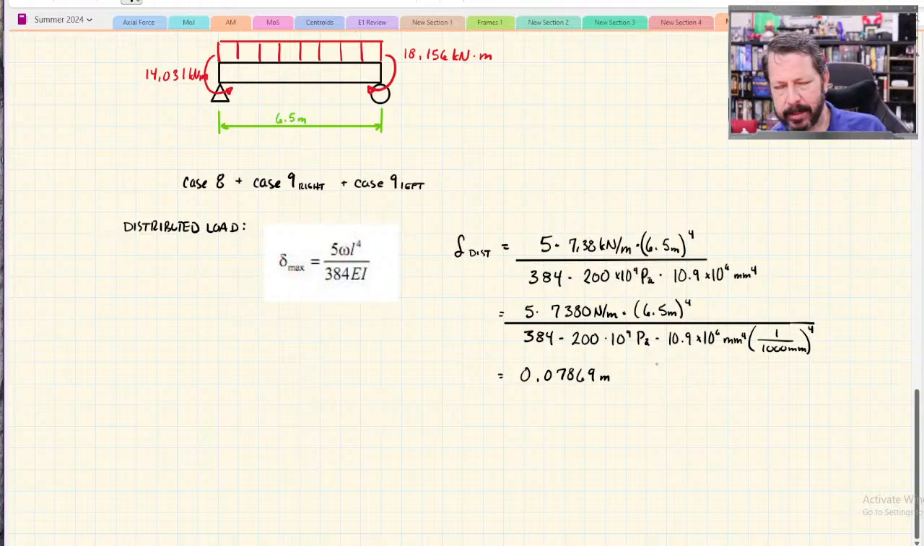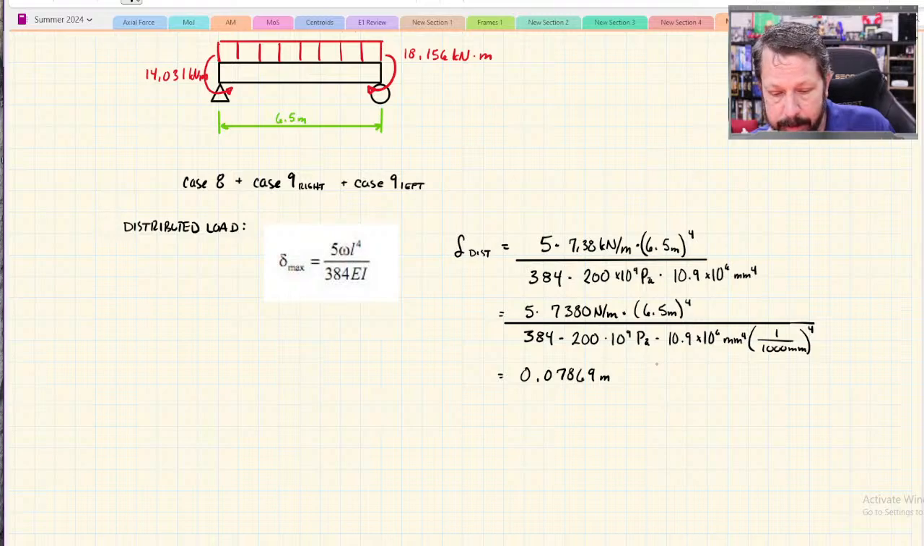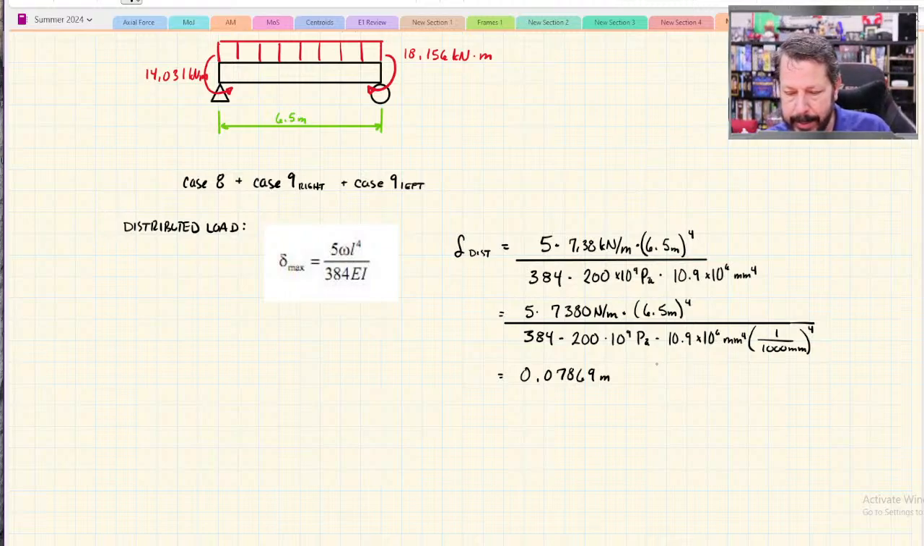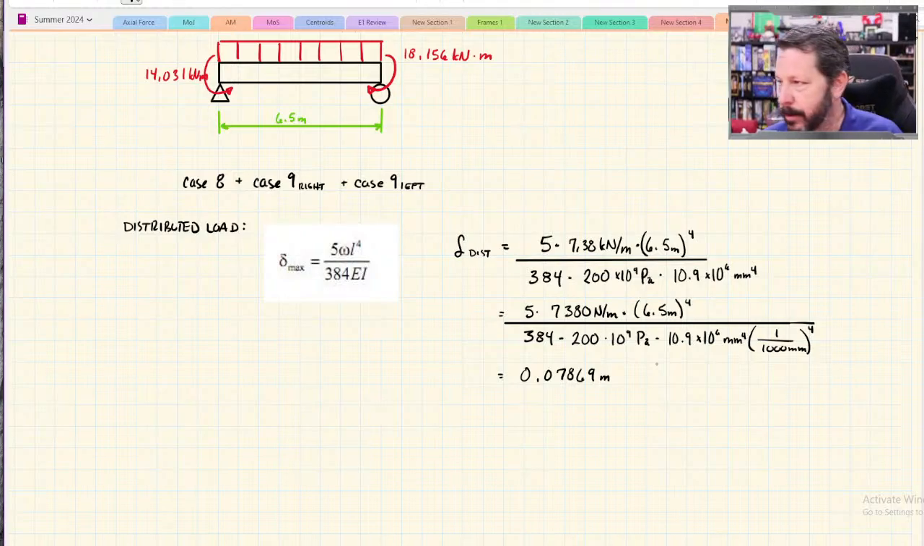So that's a lot, kind of. A 6.5 meter span is a pretty long span, and I have some relatively heavy loads on it, so we'll say that that's okay for now, but it actually seems like it's a little bit high. But we'll carry on. We might have to come back and check our math just to be sure. But that's not the whole thing.